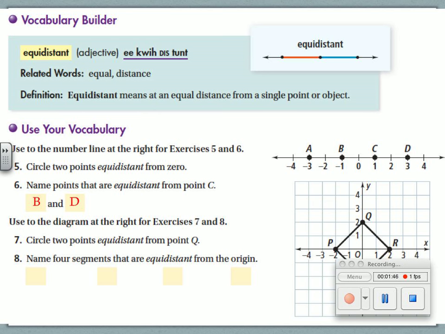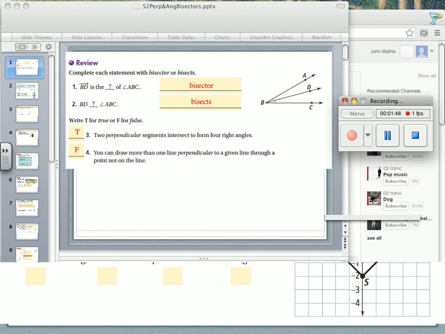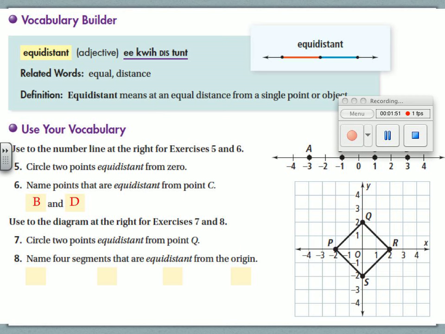Using the diagram at right for exercises 7 to 8. Of course, that always gets in the way. All right. Circle 2 points equidistant from point Q. There are only 2 points that are equidistant from point Q. That is P and R. And we're going to name 4 segments that are equidistant from the origin. Here's the origin. And since it's a square or a rhombus, I guess it is, all sides are the same distance. So it'd be segment PQ, segment QR, segment RS, and segment SP.